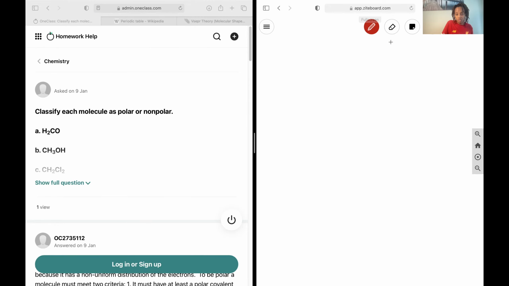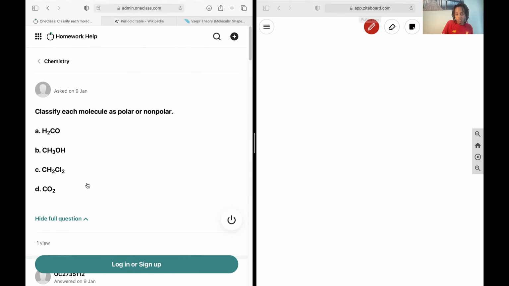Next up, we'd like to classify all of these molecules as polar or nonpolar. So we have H2CO. We begin by counting our valence electrons. 2 plus 4 plus 6, giving us 12. We previously found this molecule in a question, so we already know what it should look like. Just double check that it's correct. 2, 4, 6, 8, 10, 12.